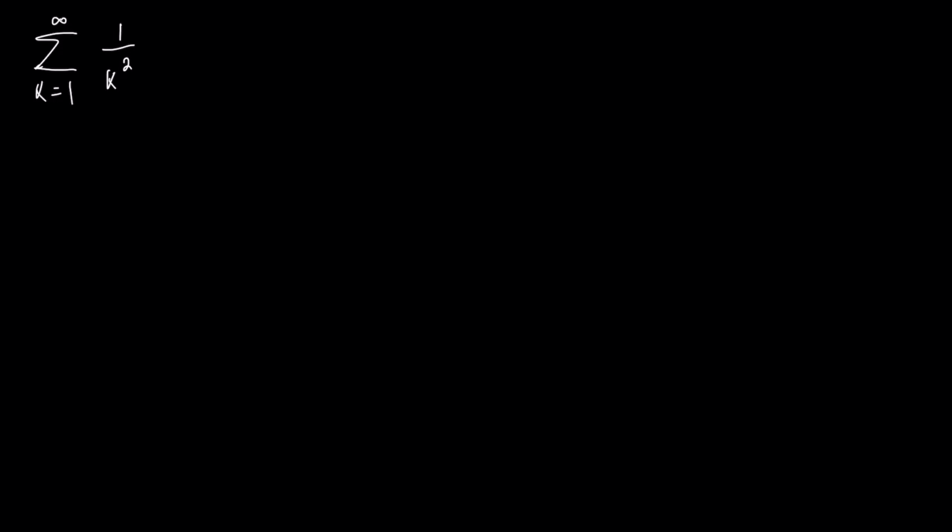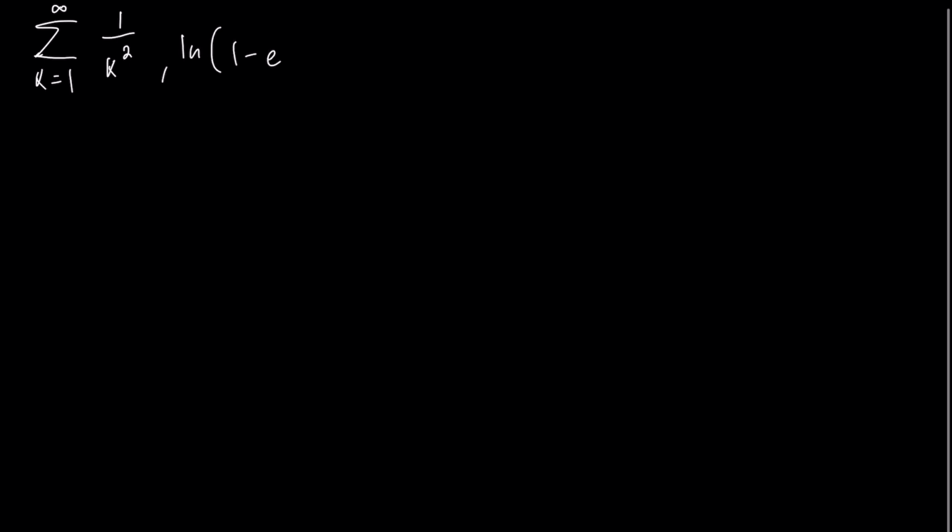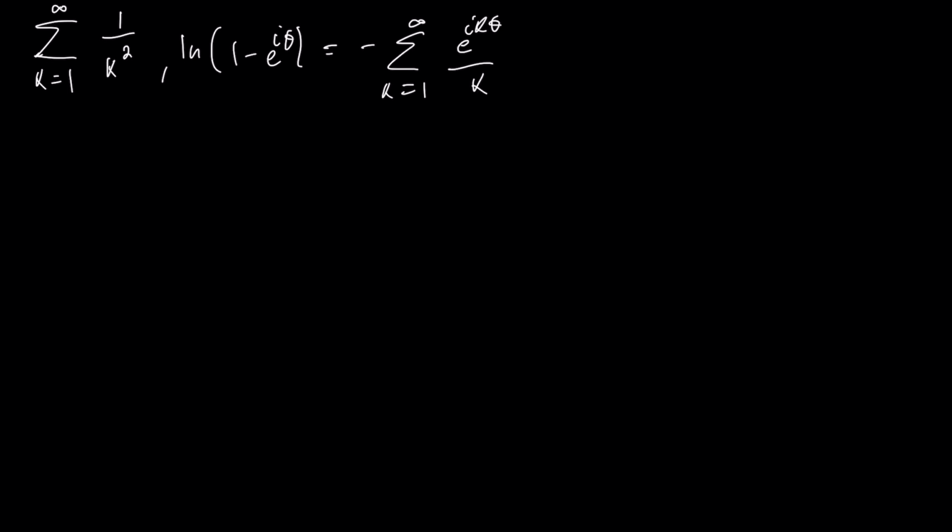Today we will be finding the sum from 1 to infinity of 1 over k squared using a different strategy. To start off, we will consider the natural log of 1 minus e to the i theta, which by definition is negative the sum from 1 to infinity of e to the i k theta divided by k.